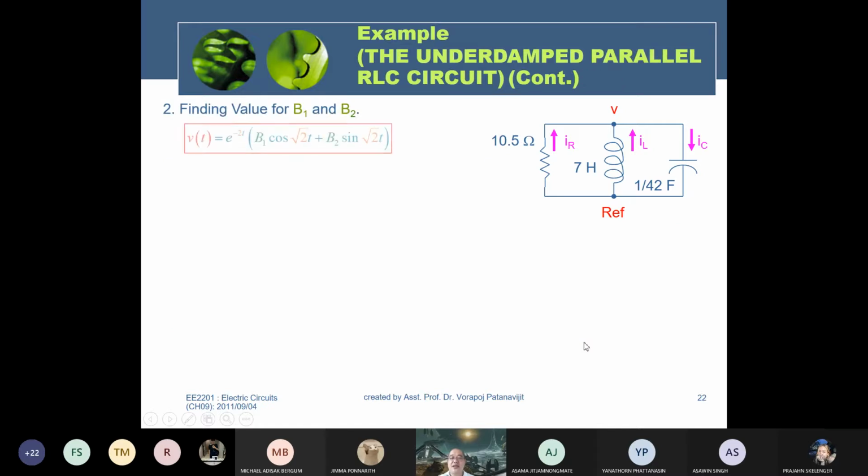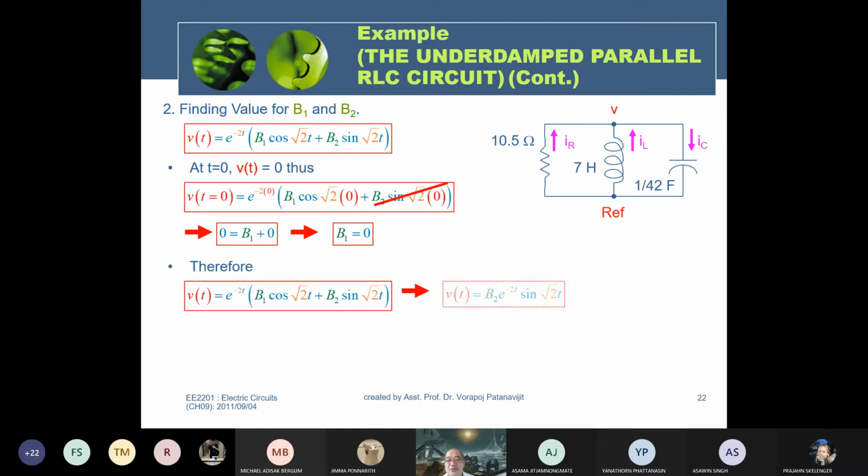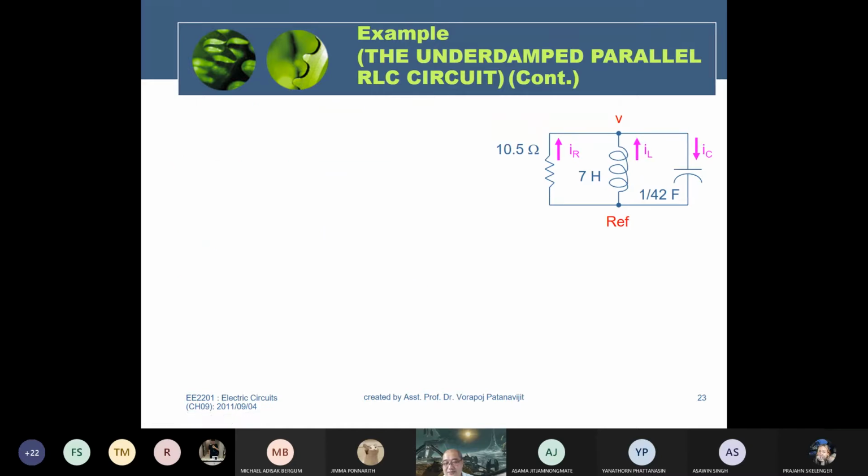Determine the values of B1 and B2 from this circuit. You know the first initial condition is V at time 0 equal to 0. At time 0, every t is substituted by 0. Sine 0 gives you 0, but cos 0 gives you 1. Therefore, B1 equals 0 in this case. The second step is to determine B2. The solution is here: the capacitor voltage is equal to B2 e minus 2t sine square root 2t.